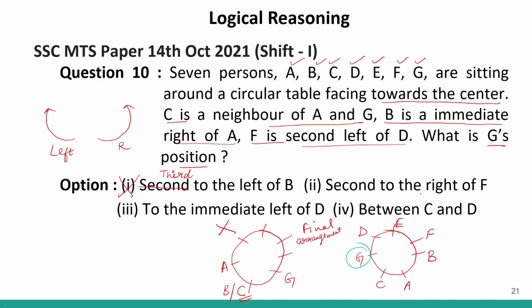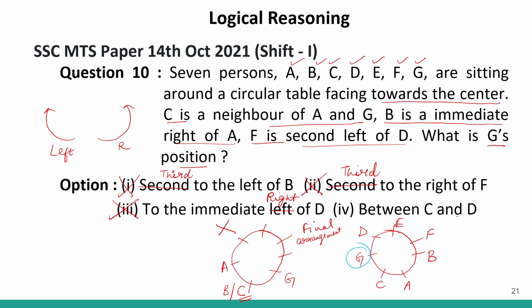Option number 2 is second to the right of F. So F is over here. Right would be actually third. It would be third to the right of F. Therefore, option number 2 is also eliminated. To the immediate left of D. So D is over here, G is over here. It is to the immediate right of D. Okay, so this is to the immediate right of D. So therefore, option number 3 is also eliminated.